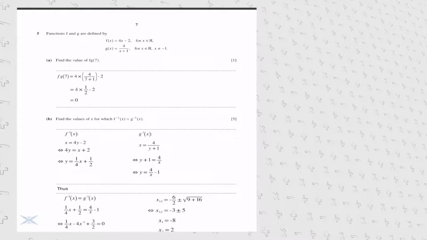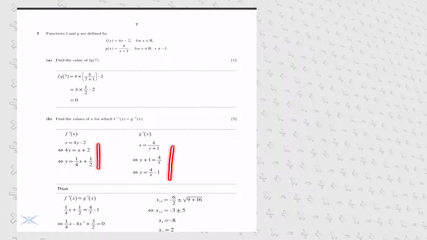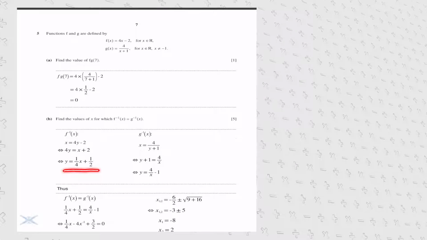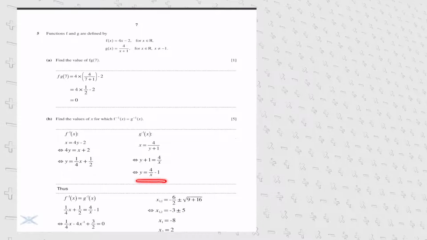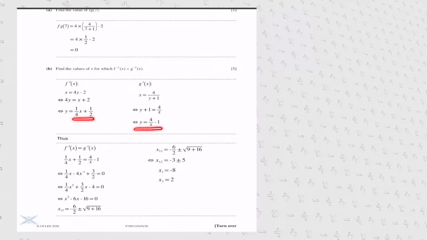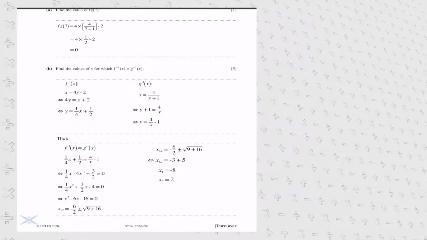Thereafter, we will simply rearrange both equations for y in order to receive their inverse functions, which in the case of f will be 1 over 4x plus 1 over 2, and for g 4 over x minus 1 respectively. In a final step, we simply equate both of the inverse functions of f and g and rearrange it for x.